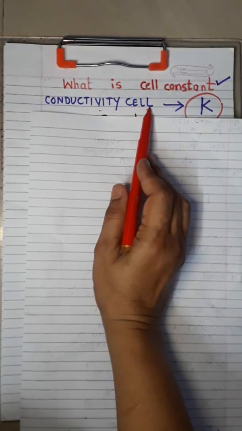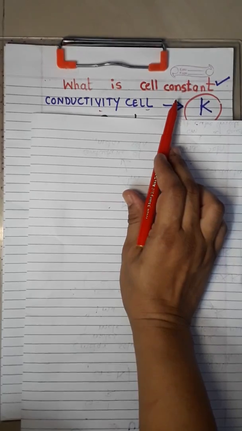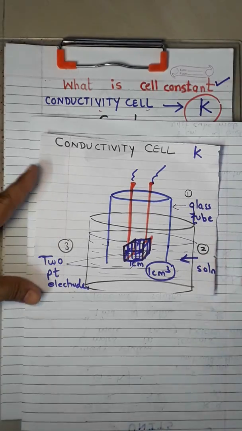Now let us move on to the conductivity cell. As you can see, this is written conductivity cell. It is used to calculate the conductivity of the cell. Now what is cell constant we will study, but first of all, what is this conductivity cell? Here I have the diagram of conductivity cell.